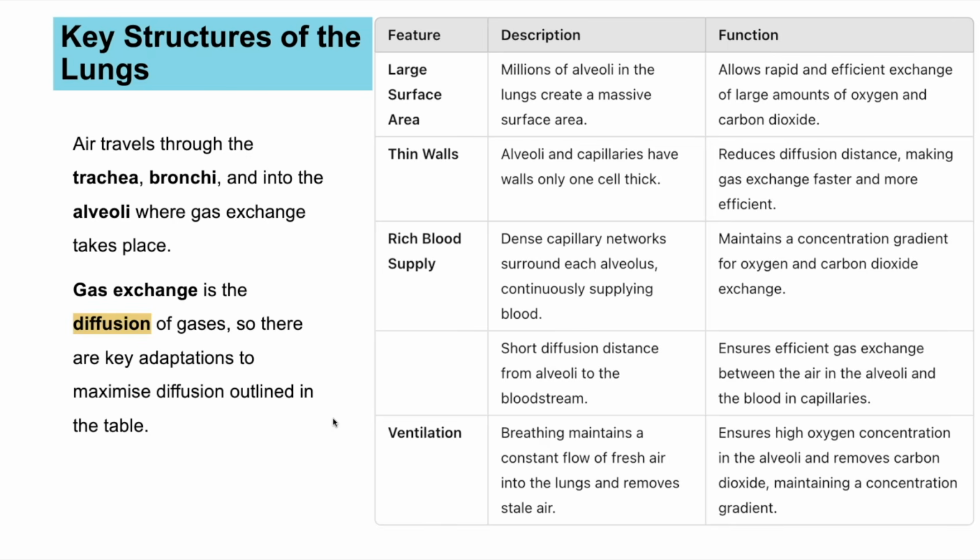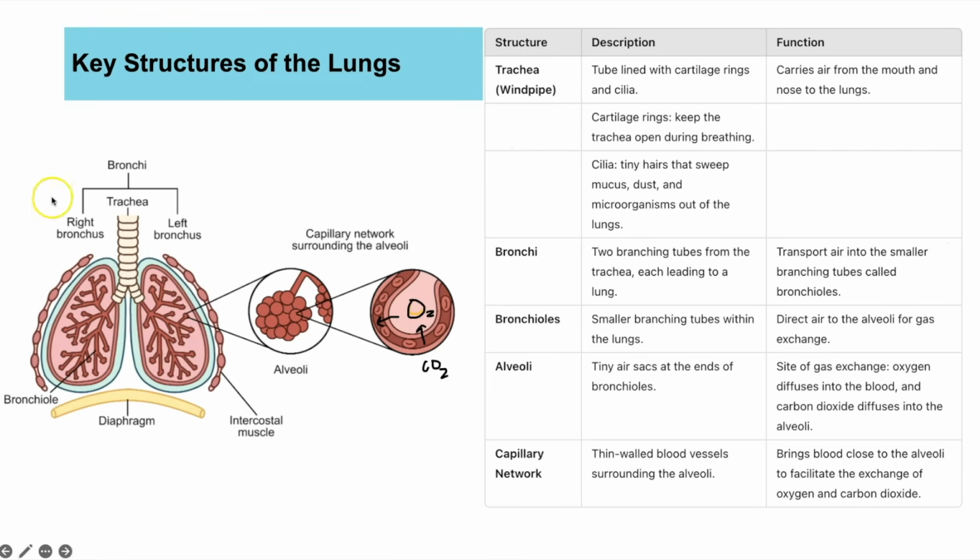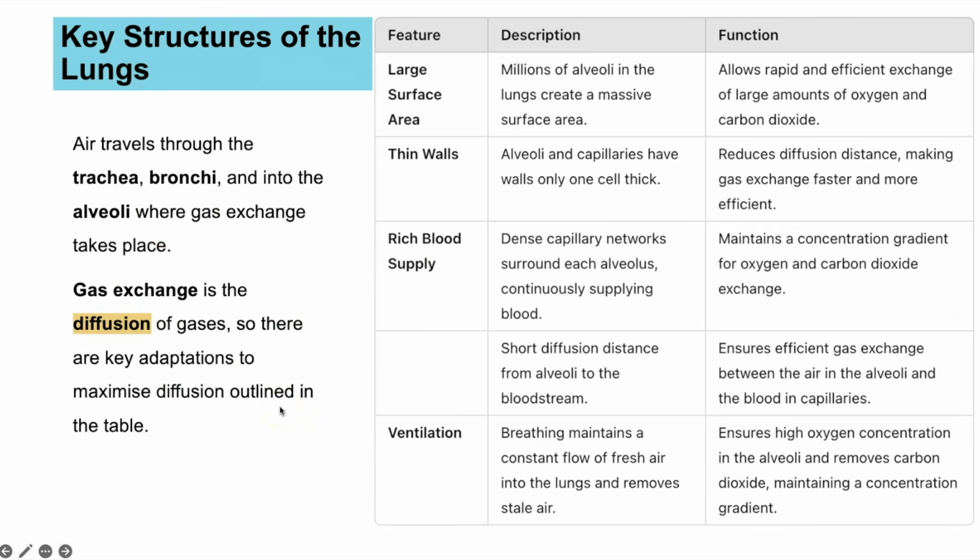And because it's diffusion, we need to think about what are the key adaptations that we see to increase diffusion. One of them is having a large space, a large surface area. So you actually have millions of those alveoli in your lungs. So you'll have millions in this lung, millions on this lung as well. And because there are so many, that creates a massive surface area for this diffusion, this gas exchange to occur. We talked about the thin walls already.